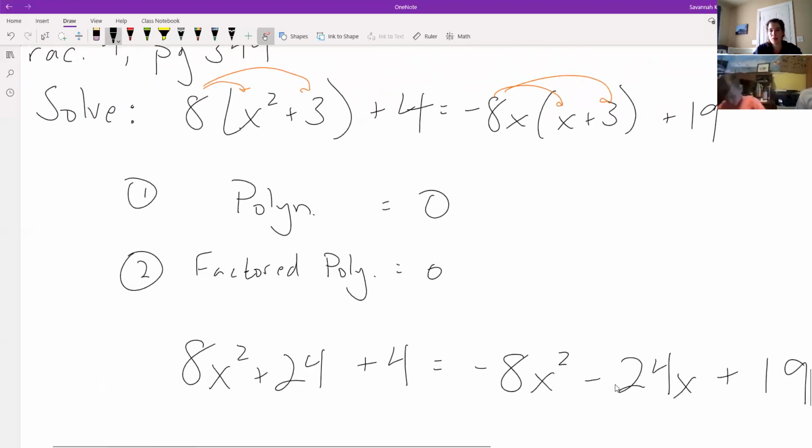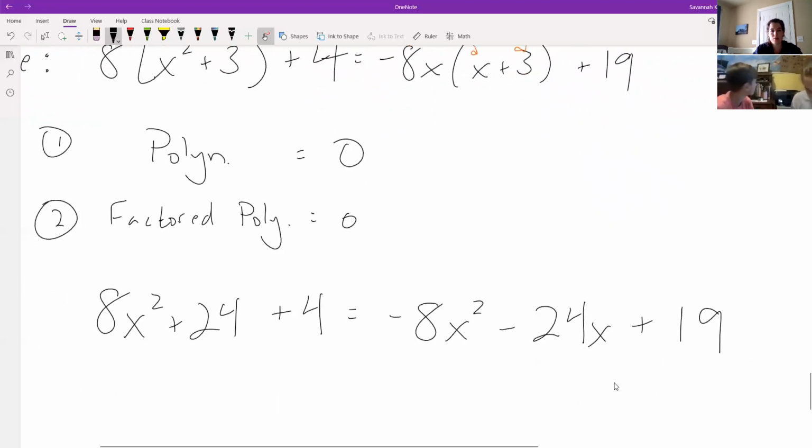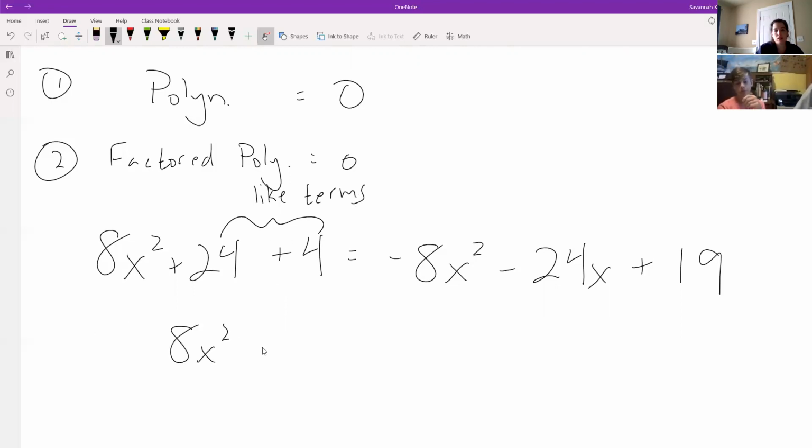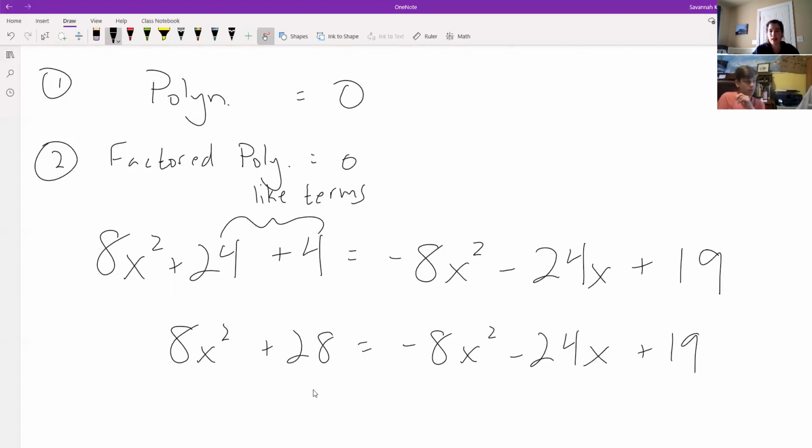And then similarly, that plus 19 is just hanging out there on the right, so I'm just going to bring it down. And as we did, gosh, way earlier, I don't even remember what chapter this was in, if you can find any like terms that are on the same side of your equation, now is a great time to go ahead and add or subtract them together. So I think that's only happening to me once. So now I've got 8x squared plus 28 on the left. But anything I can do to make the cleanup here simpler is helpful. So I went ahead and did that.